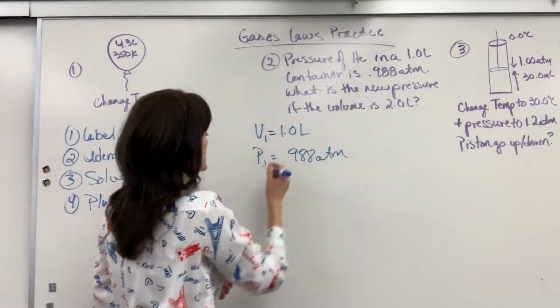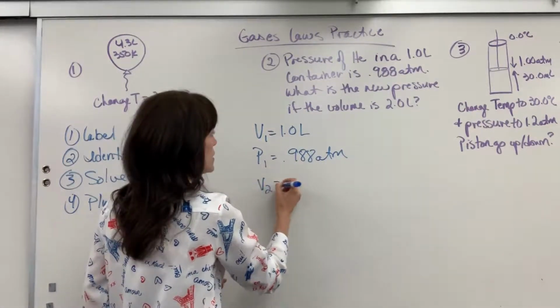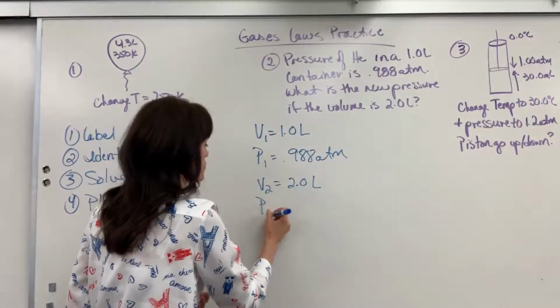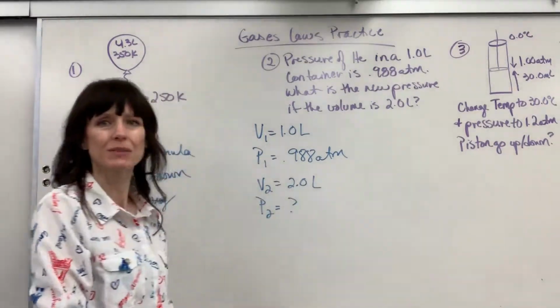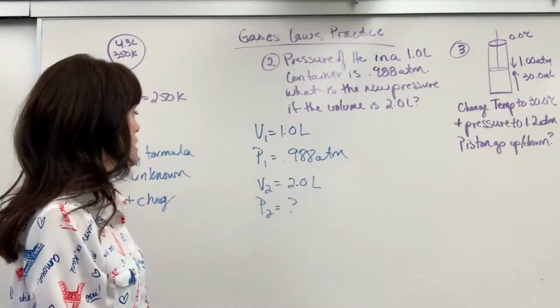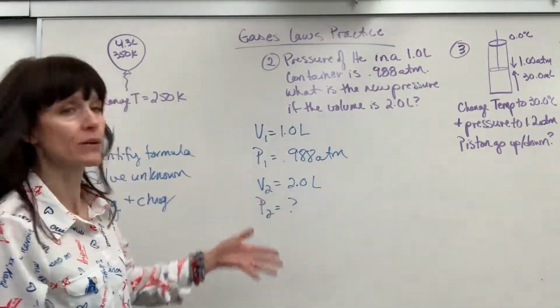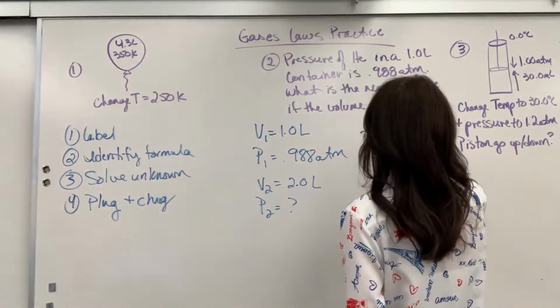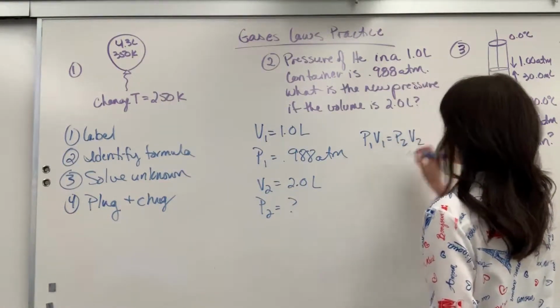And it looks like we're going to have a final volume of 2 liters. And it says, what's the new pressure? So we are looking for P2. That's going to be our unknown. Looking at these variables, I can see we're going to use Boyle's law. It will be P1 V1 equals P2 V2.